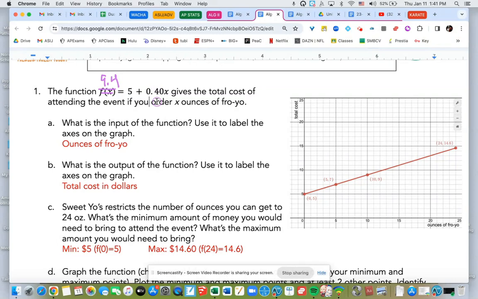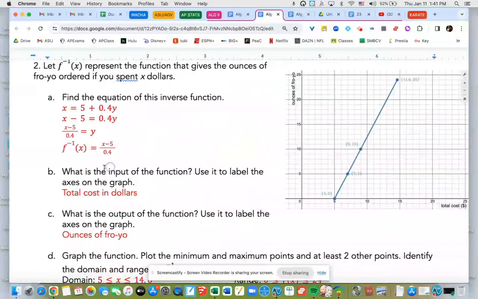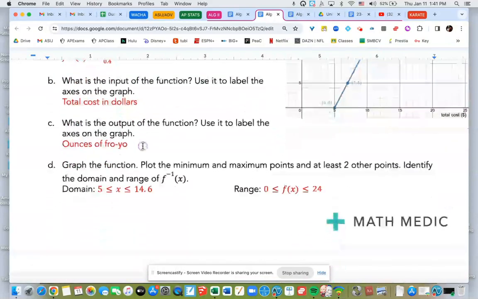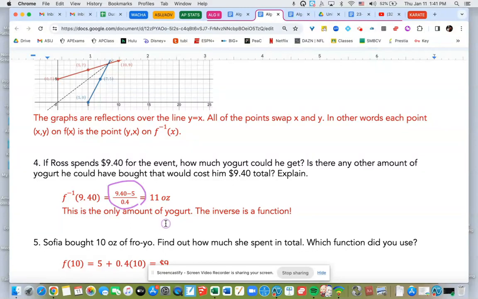And then just solve for x. But we already have this inverse where I solved for x already. This has already been solved for the ounces of frozen yogurt. So I can take this equation and just put 940 in for x in this equation, and you'll get the same thing out of it. So 940 minus the 5, and then you have to divide by 0.4, and you can see that that's what they did here, and we get 11 ounces out of that.